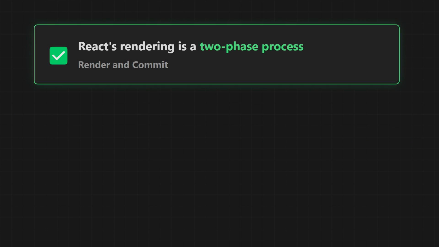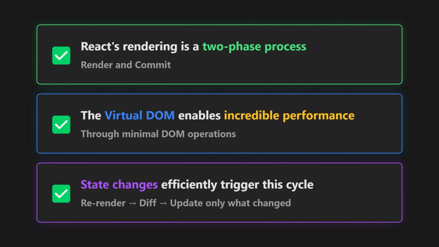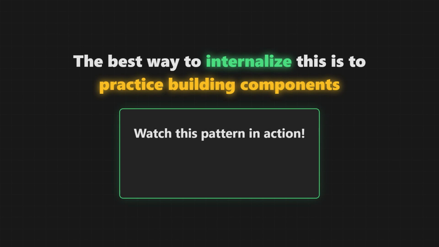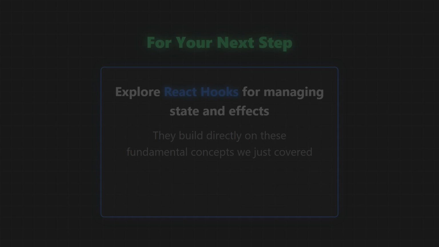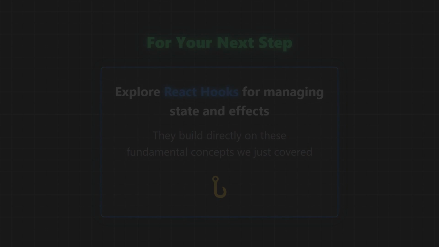React's rendering is a two-phase process of render and commit. The virtual DOM enables incredible performance through minimal DOM operations, and state changes efficiently trigger this entire cycle. The best way to internalize this is to practice building components and watching this pattern in action. For your next step, explore React hooks for managing state and effects. They build directly on these fundamental concepts we just covered.